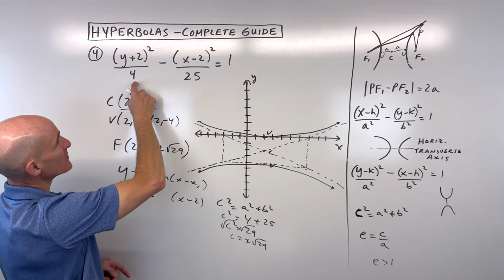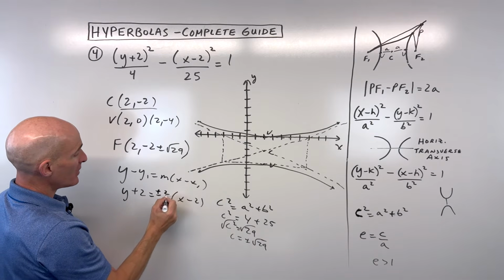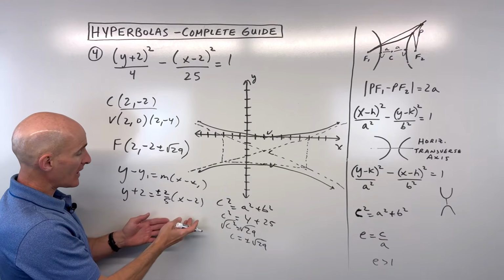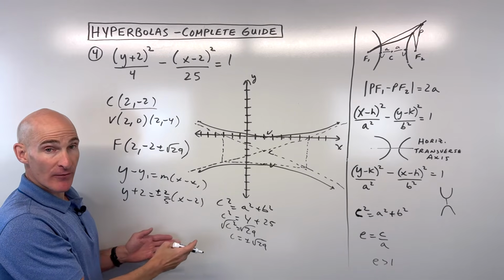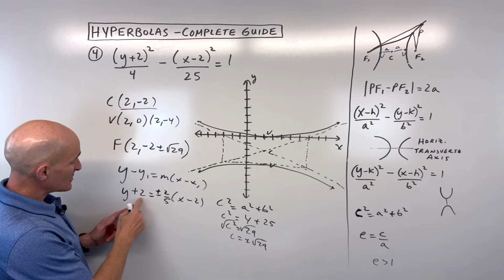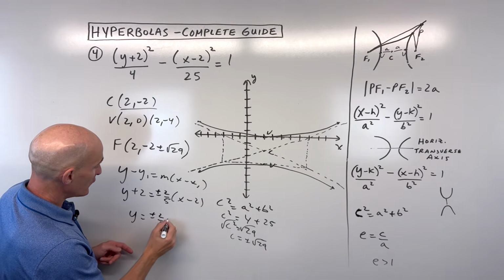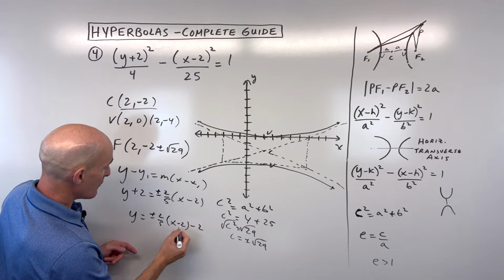Make sure to take the square root. That's going to be 2/5 plus or minus. Now, you can rearrange this equation and solve for y and put it into slope-intercept form, y equals mx plus b. Sometimes teachers will just let you move the 2 over and write it like this, plus or minus 2/5 x minus 2 minus 2.